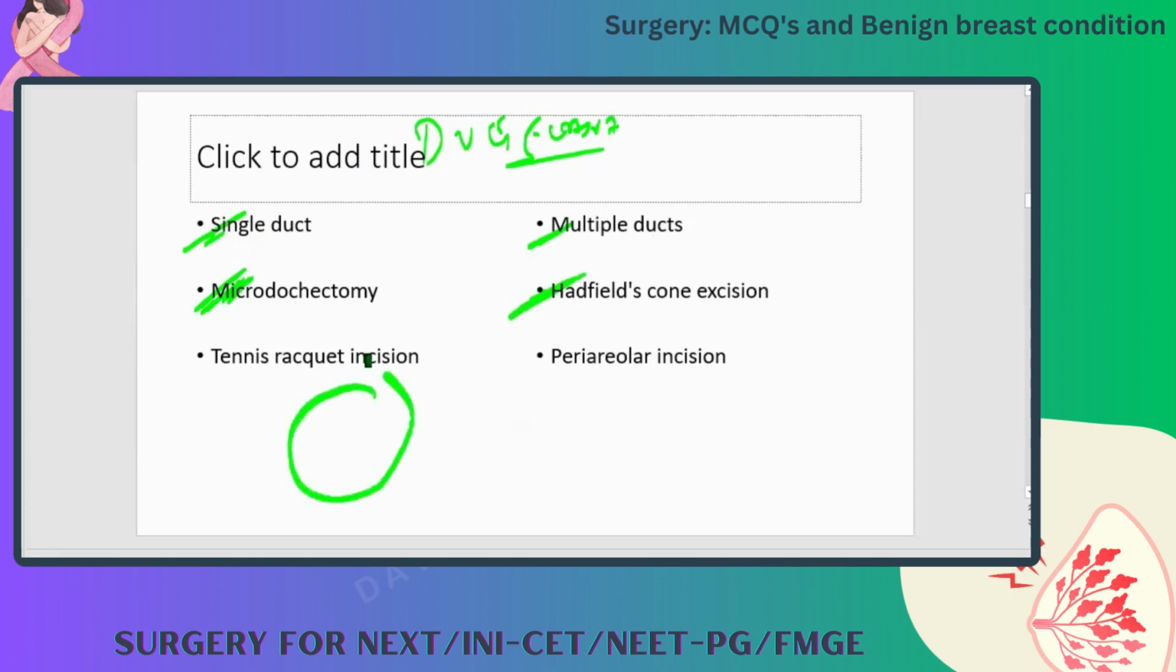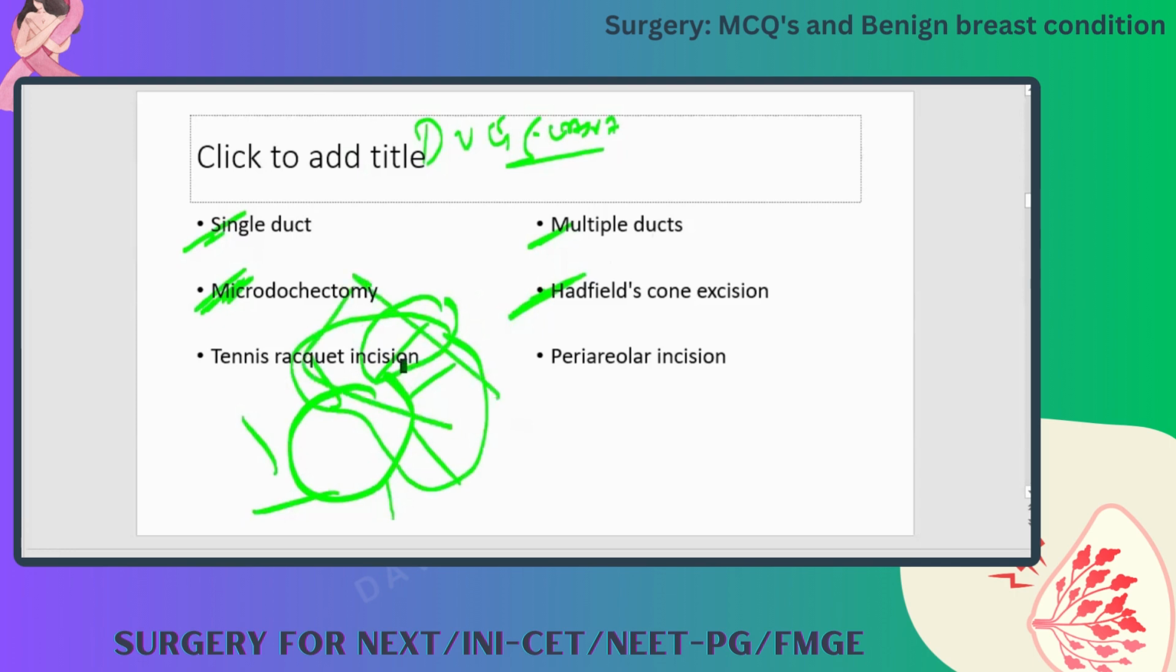Suppose this is the nipple. These are multiple ducts radiating like this. If a single duct is there, do a microdochectomy. If multiple ducts are involved, then do a cone excision. Just remove it as a cone. Okay.